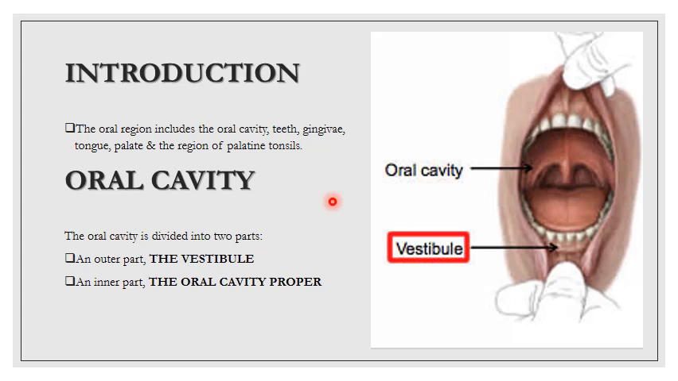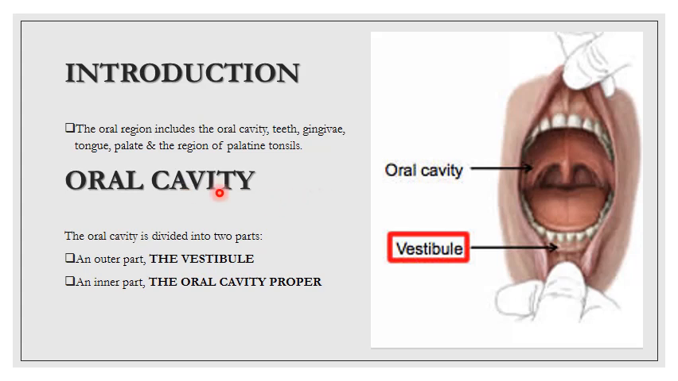First of all, you should know that the oral region includes the oral cavity, teeth, gingiva, tongue, palate and the region of the palatine tonsil. But today we will discuss only the oral cavity and palate, which includes the hard and soft palate.